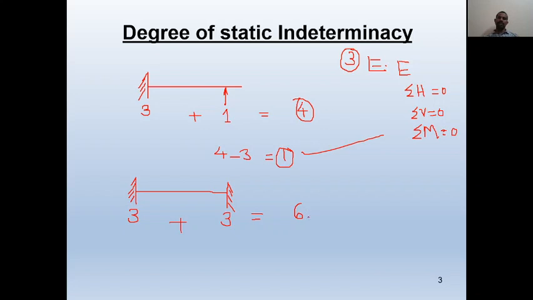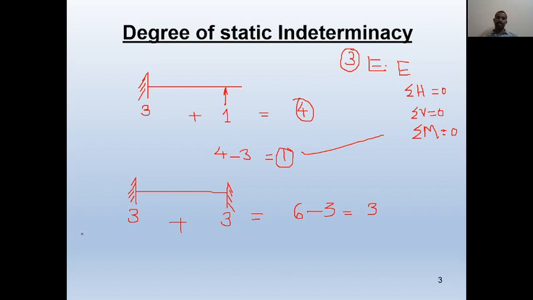And here the total number of unknowns is 6, but we have only 3 equilibrium equations. Therefore the difference is 3. So that means a fixed beam is a statically indeterminate beam of third degree.